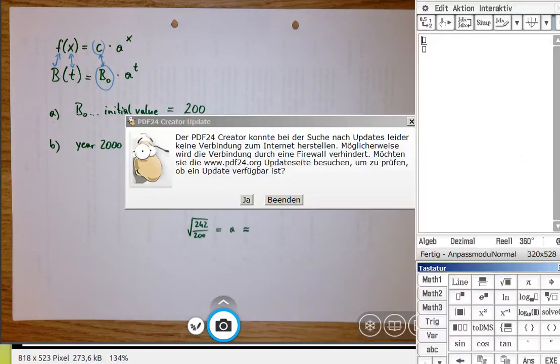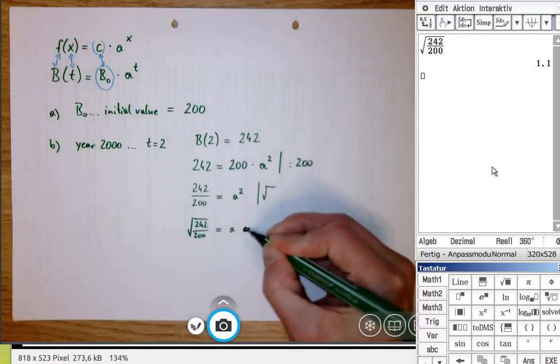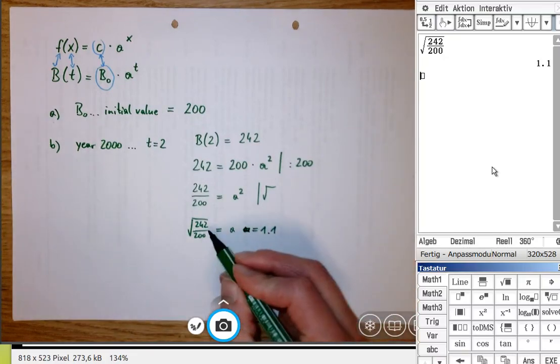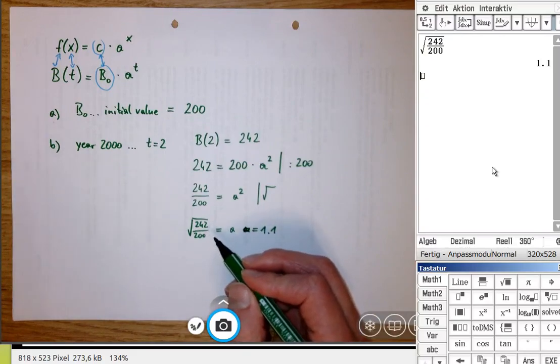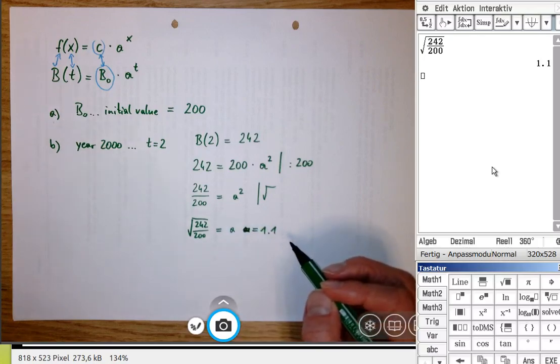let's use our calculator. We want the square root of a fraction, 242 divided by 200. Oh, that's exactly equal to 1.1. Yes, of course, because it was the double of 121. Now we have a, and we should interpret our answer.